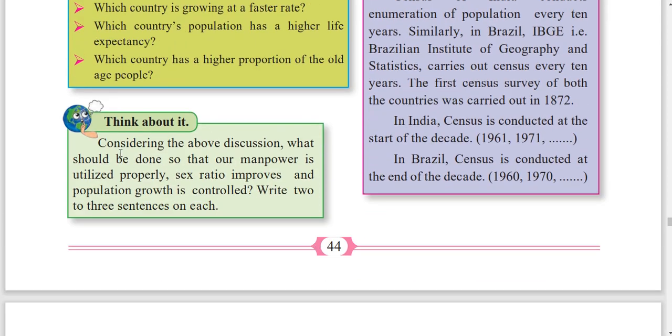Think about it. Considering the above discussion, what should be done so that our manpower is utilized properly, sex ratio improves, and population growth is controlled? Write 2 to 3 sentences on each.